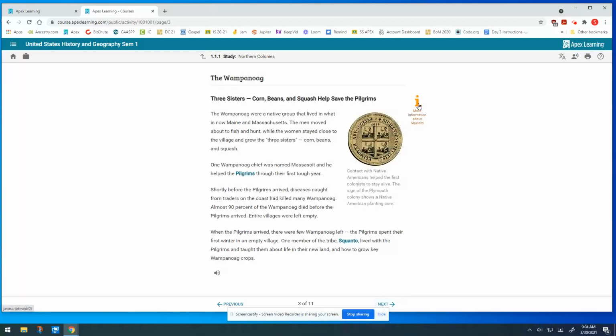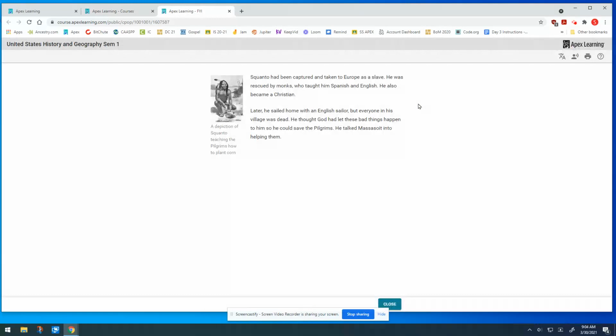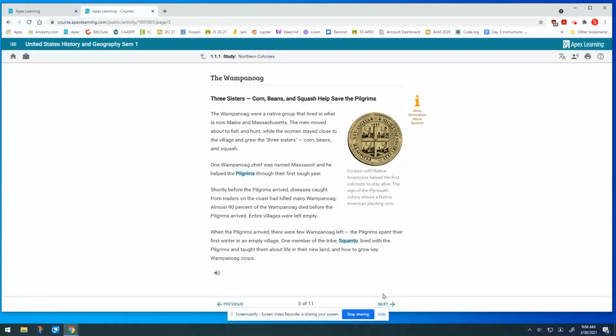So you keep going through the course, through the lesson, and every time you see an orange icon on the side, open it up, because oftentimes there's going to be information and a question there that you're going to need to know to answer on the quiz.